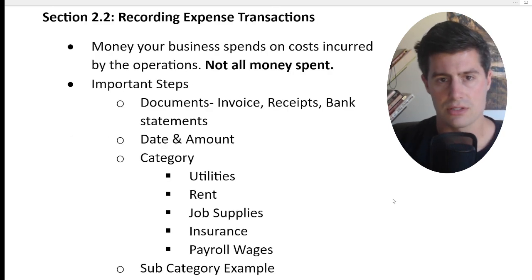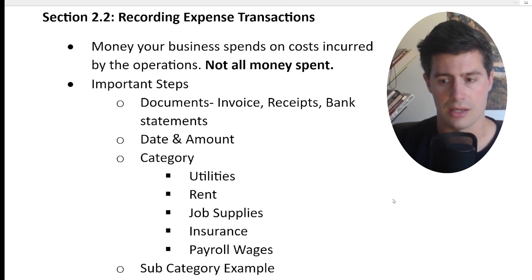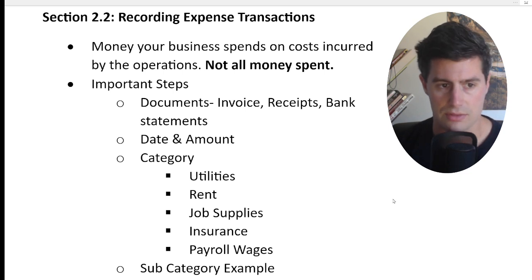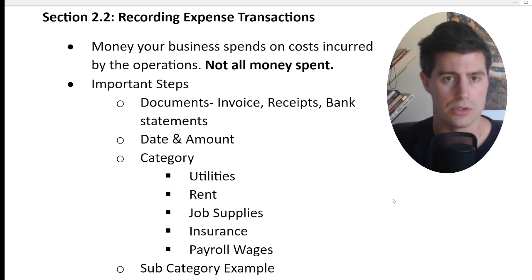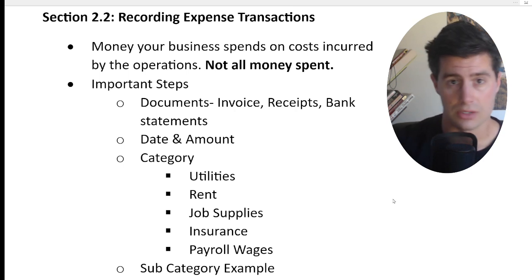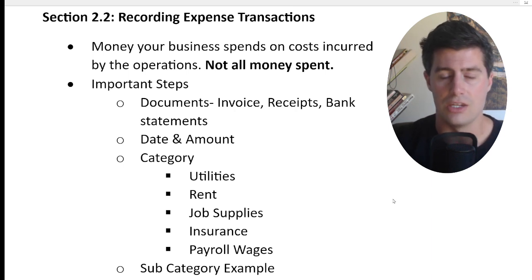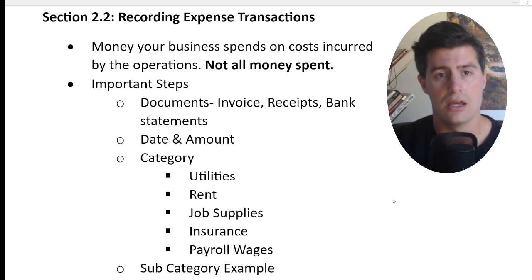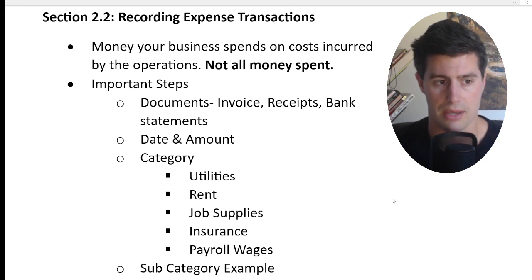A couple important steps for recording these expense transactions. First, always recommend make sure you have some type of documentation: invoice, receipt, bank statement. You need some type of information to back up your expense transactions. Pretty much all the information you need is the date and the amount. That's really it. If you're using QuickBooks Online and you connect your accounts to the bank feed, the date and the amount should automatically pull into the QuickBooks Online bank feed.